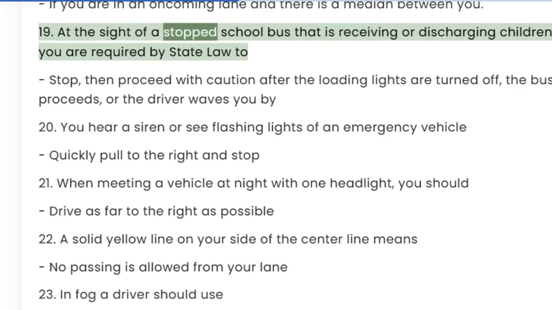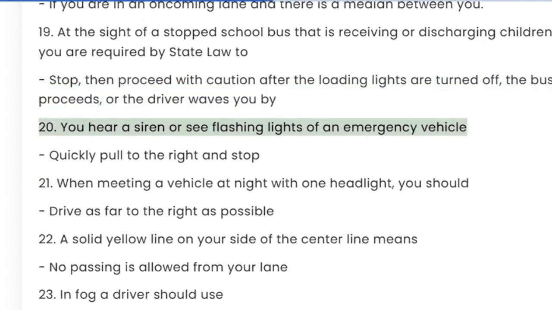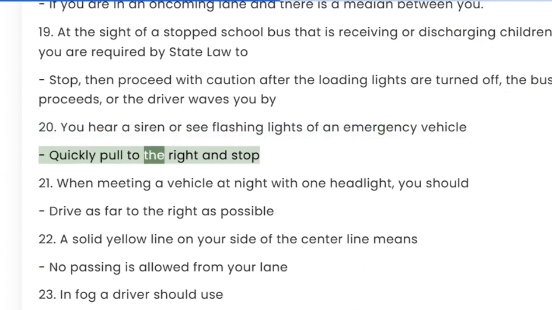19. At the sight of a stopped school bus that is receiving or discharging children, you are required by state law to stop, then proceed with caution after the loading lights are turned off, the bus proceeds, or the driver waves you by. 20. You hear a siren or see flashing lights of an emergency vehicle. Quickly pull to the right and stop.